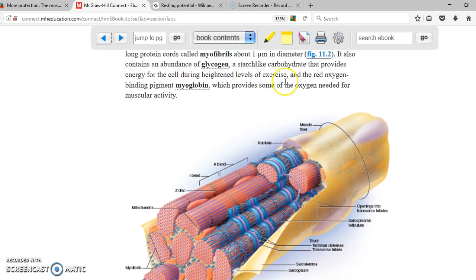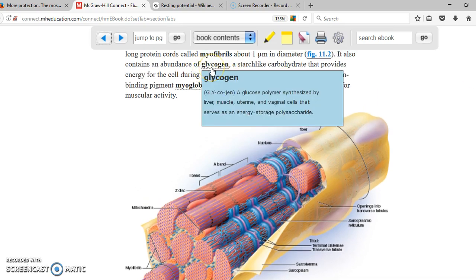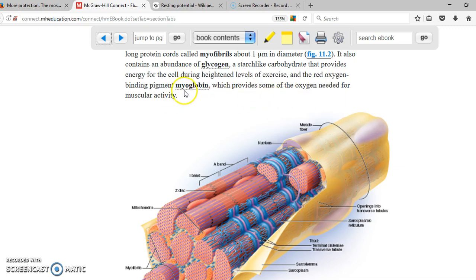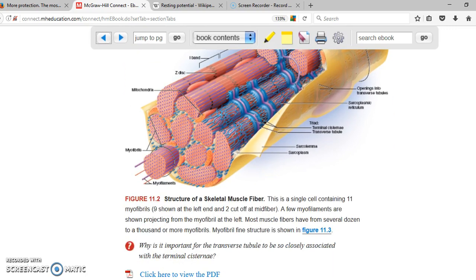Let me see, glycogen is necessary to provide ATP. Myoglobin is necessary to provide the oxygen, right? Obviously, you need food, in the case of glucose, to provide the nutrients for the cell so it can produce ATP, and you also need oxygen to produce ATP.